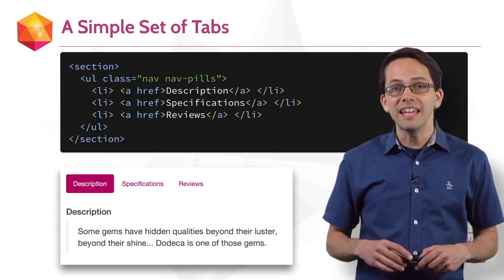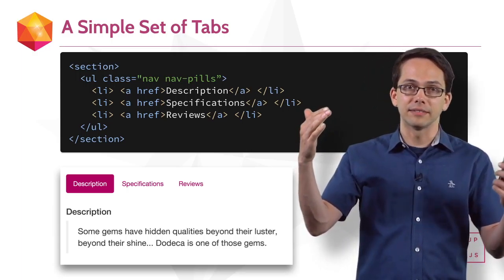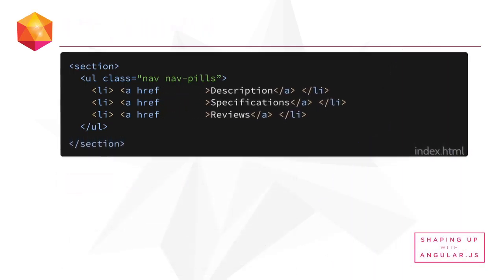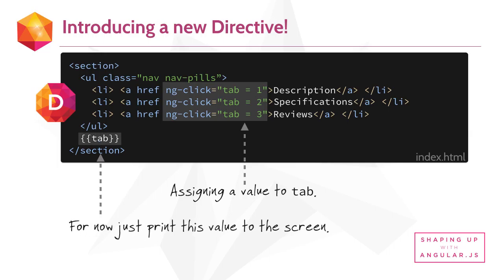But how do we add behavior to these tabs so that when we select one, it becomes active and the content gets displayed in the page? One way to do this in Angular is by using the ngClick directive, which takes an expression to evaluate. So here we're saying tab equals 1 when we click on the first one, tab equals 2 when we click on the second, and tab equals 3 when we click on the third. If we want to print out this value to the page, we can simply write tab as an expression. Let's see what this is going to do.